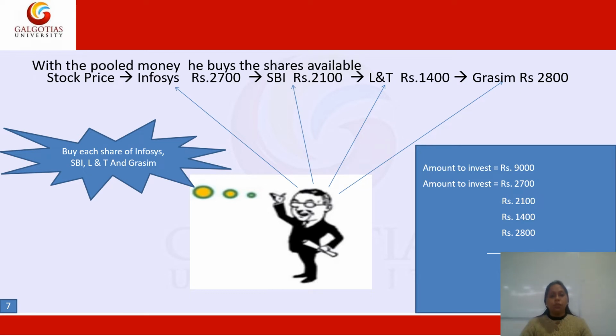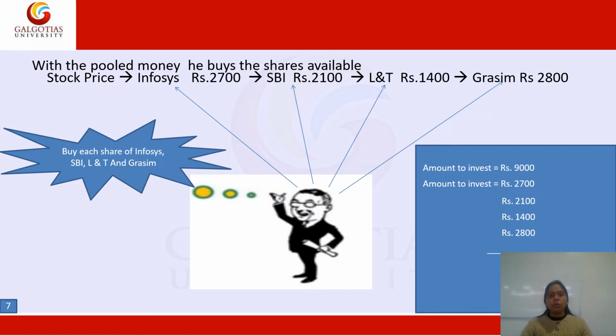2,700 is going to be spent on Infosys, further, per share. Now further, 2,100 would be spent on SBI and 1,400 would be spent on L&T, and thereby in the Gracias 2,800 would be spent. So that makes the total sum 9,000. So this 9,000 has been spent by the fund manager in the diversified portfolio.